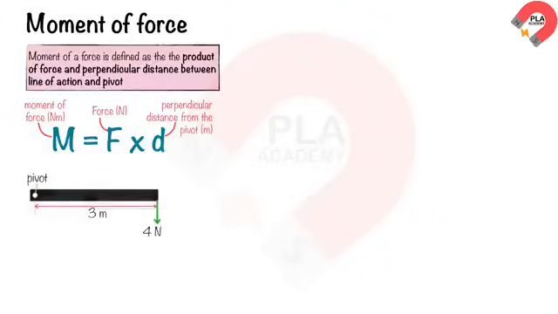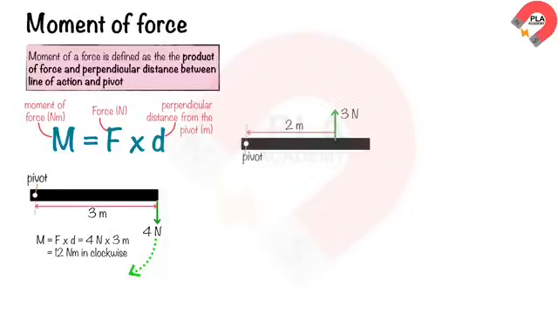For the first example, a 4 newton force acts on the light beam at a perpendicular distance of 3 meters from the pivot. This causes the clockwise moment to be 3 times 4 equals 12 newton meters about the pivot. Second example, a 3 newton force acts on the light beam at a perpendicular distance of 2 meters from the pivot. This causes the anticlockwise moment to be 3 times 2 equals 6 newton meters about the pivot.